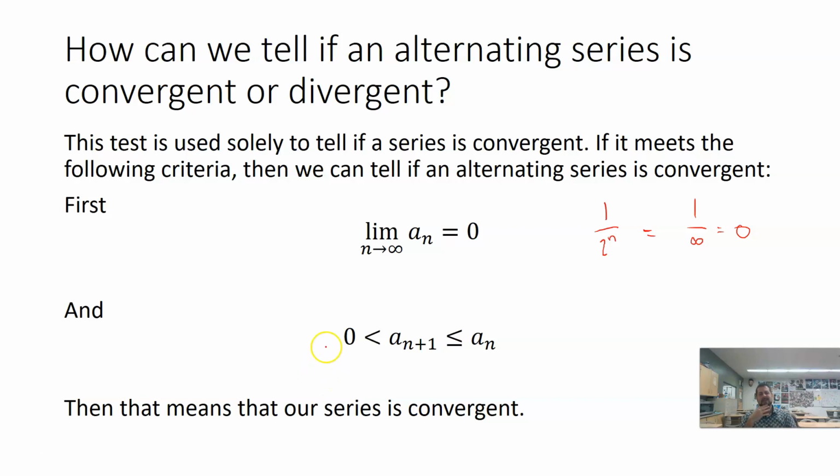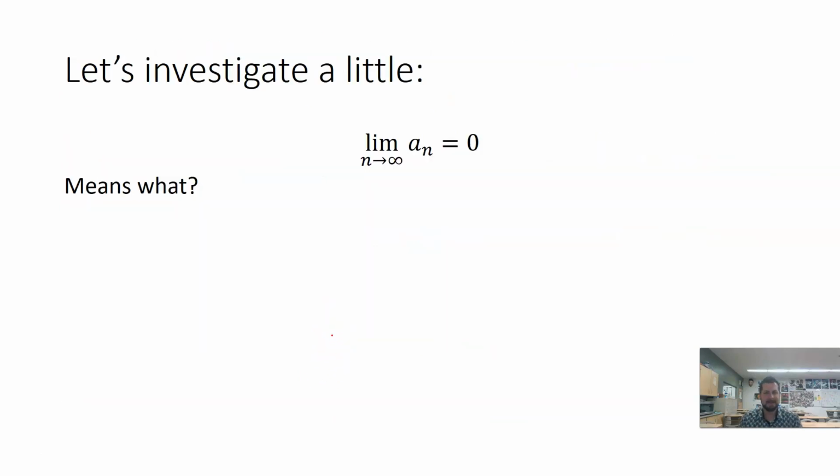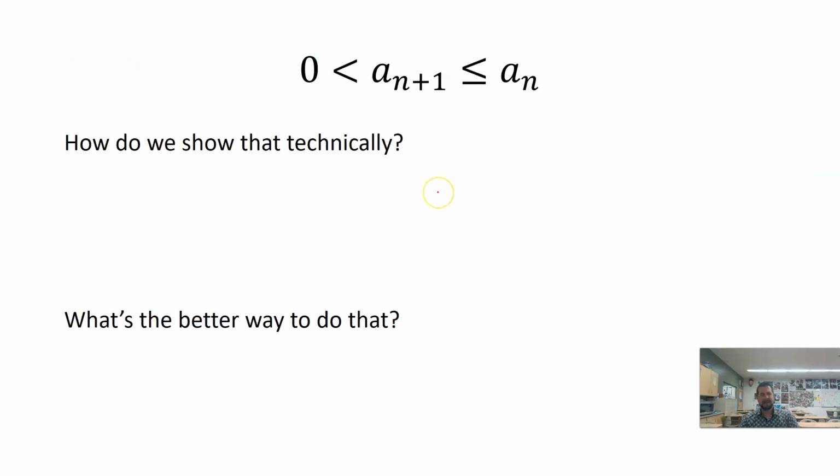Now, the second criteria is a little bit different. This one just means my terms are getting smaller and smaller. The non-alternating part, the terms are getting smaller and smaller. As my terms get smaller and smaller, there's nothing that's going to throw me off. It's not going to be alternating back and forth. Every term has to be getting smaller from one term to the next.